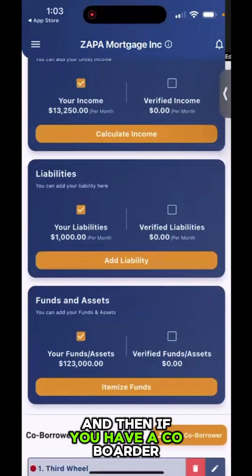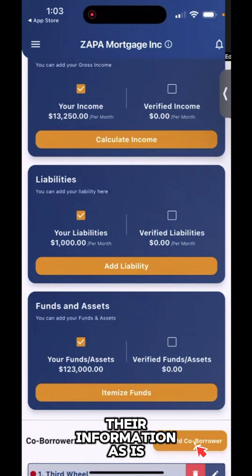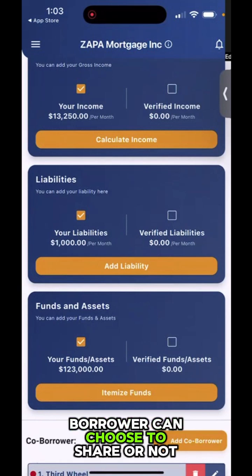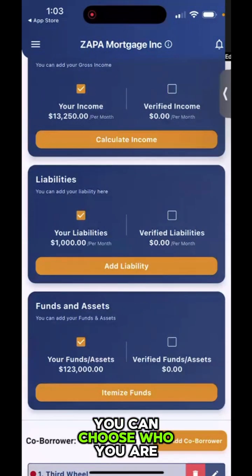And then if you have a co-borrower, you can add or invite the co-borrowers. And the co-borrower is going to complete their information as is. And the co-borrower can choose to share or not share with you, but he's going to share with the loan officer. So your information, if you put this here, you can choose who you are sharing with.